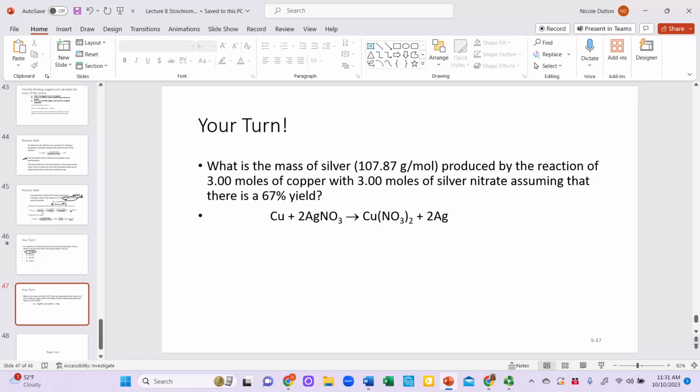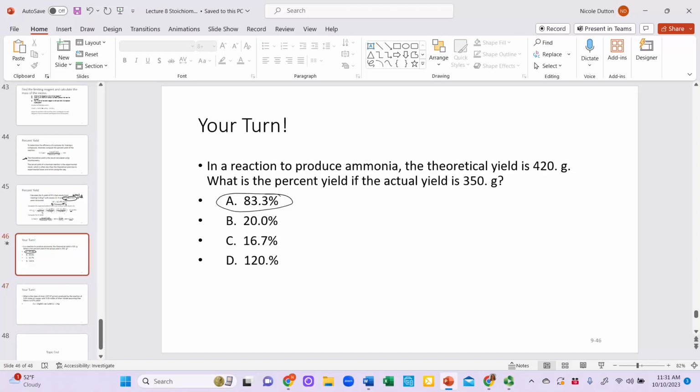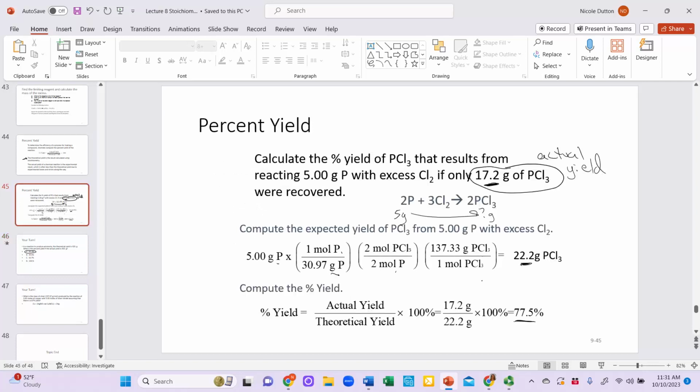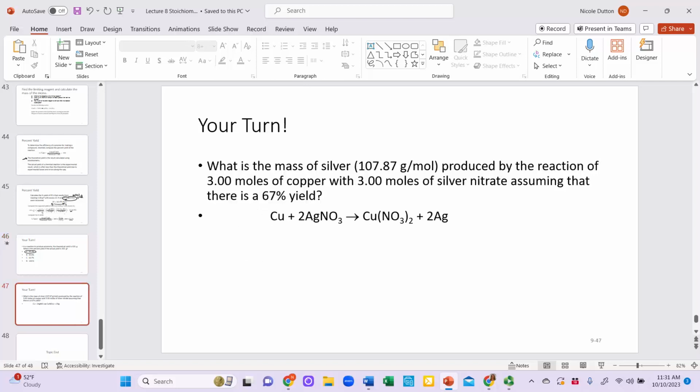What is the mass of silver produced by the reaction of 3 moles of copper with 3 moles of silver nitrate, assuming that there is a 67% yield? So this type of problem we aren't going to cover in this class. We don't have to actually figure out percent yield from the back end. Your percent yield questions will be as straightforward as this one, where you just plug it into the equation, or this one where you can calculate it this way. So I'm going to go ahead and delete this slide.